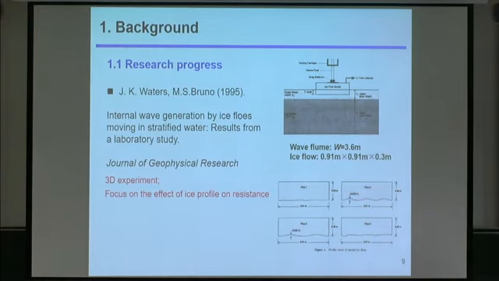This one is made by Waters and Brown. I think it's the only experiment I could find that focuses on the dead water resistance on an ice floe, a box type structure. But this is also a 3D experiment. And in this experiment, he focused on the effect of the ice profiles. He gave four types of ice profiles and compared the results of the dead water resistance.